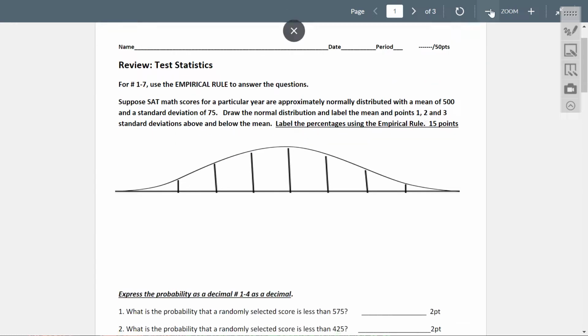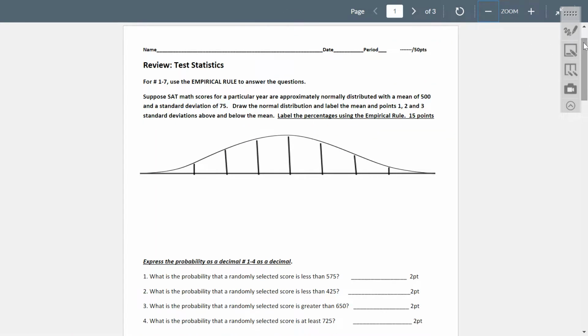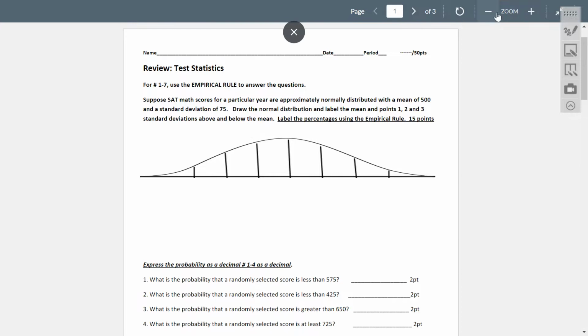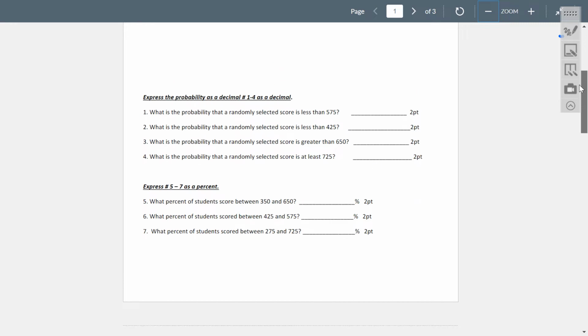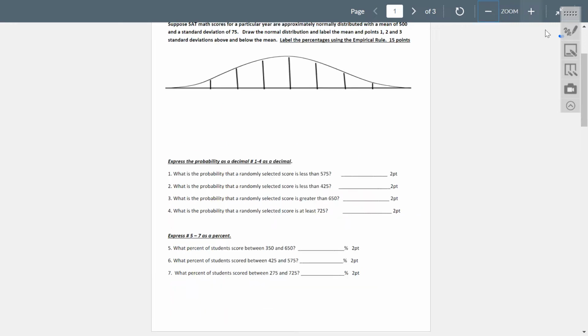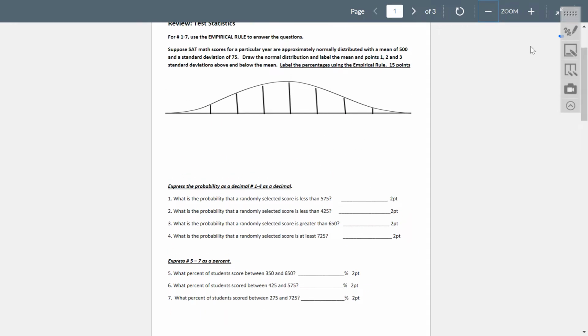Okay, good morning everybody. We're going to look at the review here for our statistics test coming up on Tuesday. For the first section here, we are supposed to use the empirical rule to answer these, or for the first page. The empirical rule is by using the percentages that are between each section.